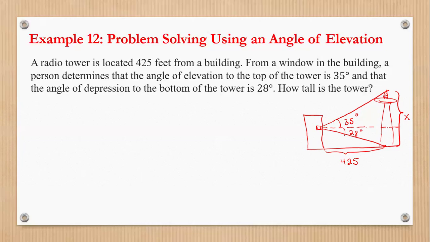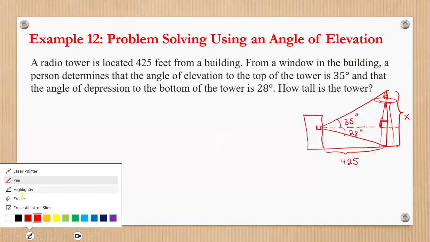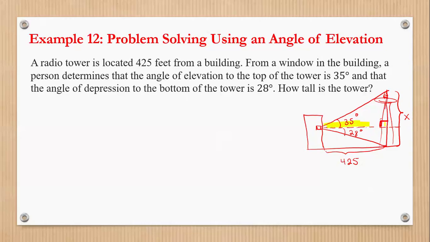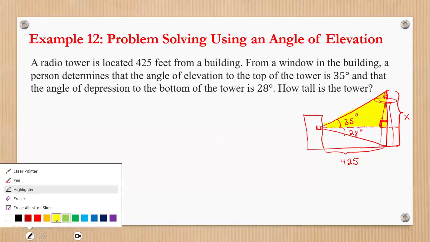When I look at this picture, I told you, you always need to find a right triangle. When I am looking at this picture, I actually see two right triangles. If you look at this tower as a straight line, you see there is a right triangle here, let me just see if I can shade it with the highlighter. I have one right triangle here, and I have another right triangle here.